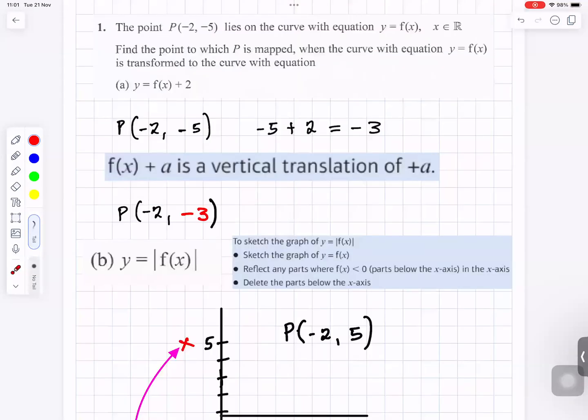So for part A, the plus 2 only affects the minus 5, the y section. So it's minus 5 plus 2, and that gives you minus 3. So f(x) + A is a vertical translation. So the answer would be (-2, -3).